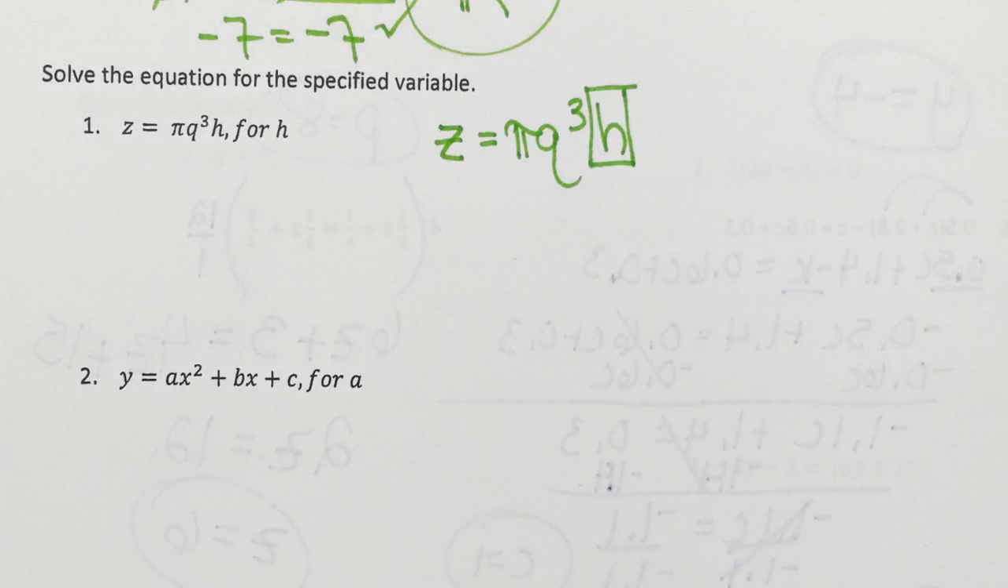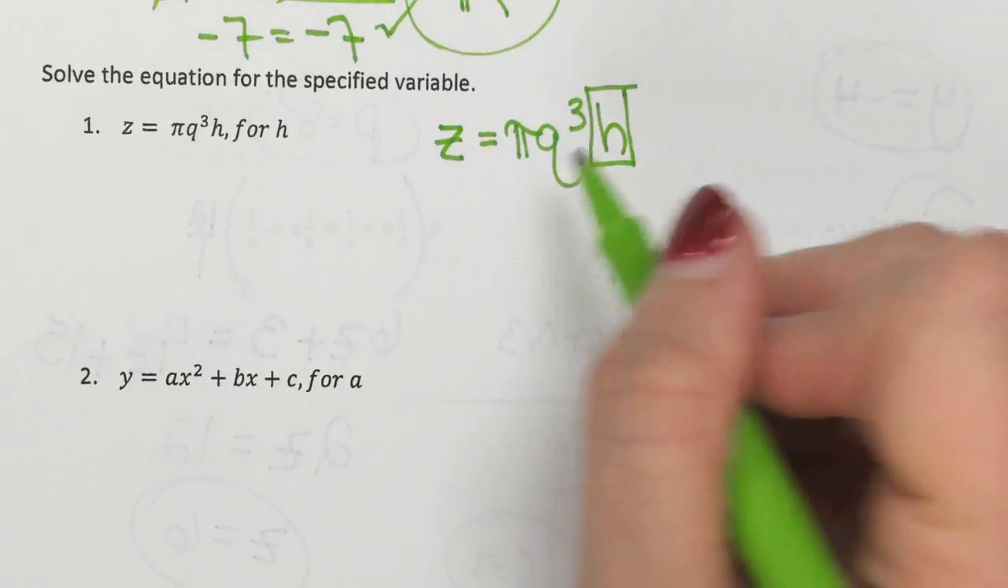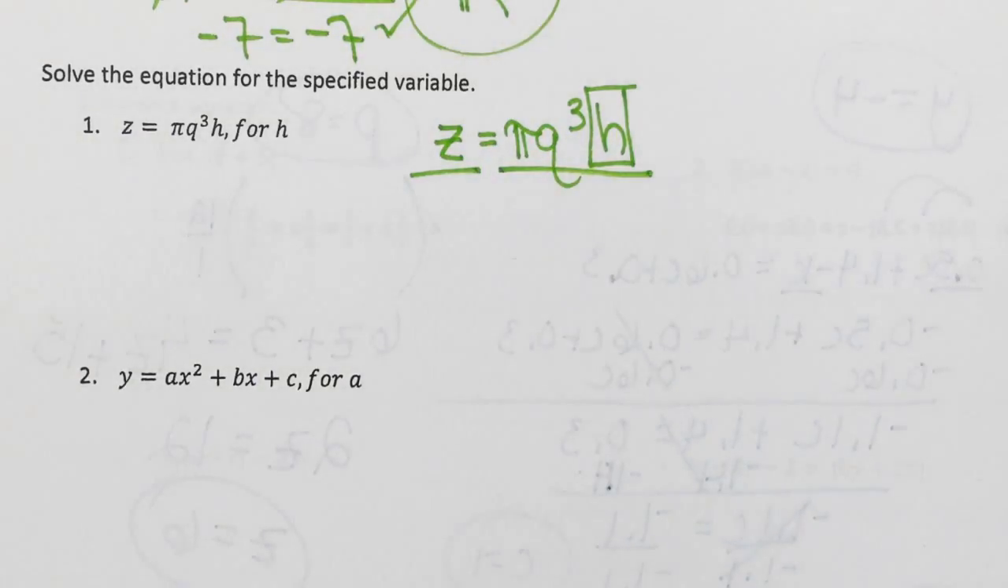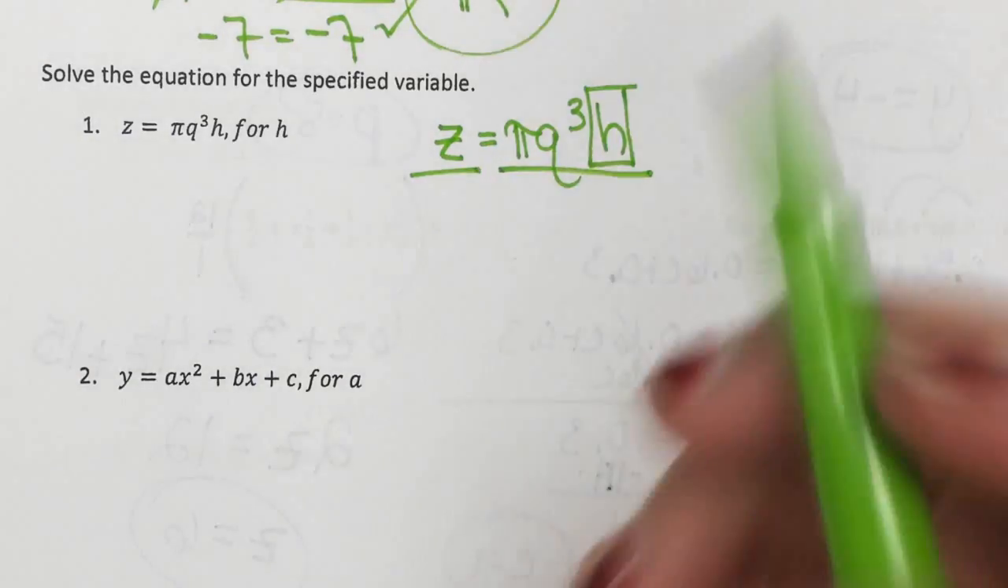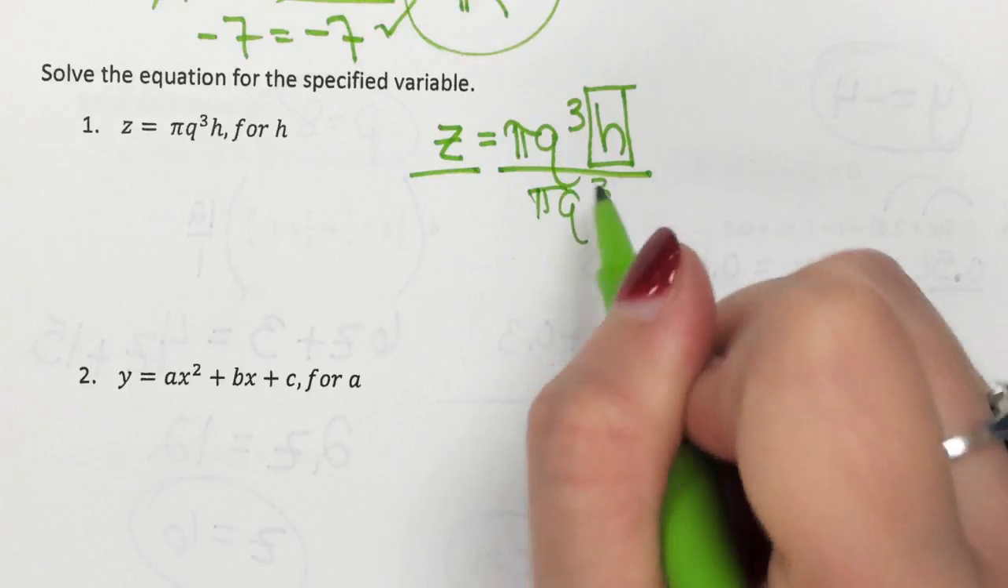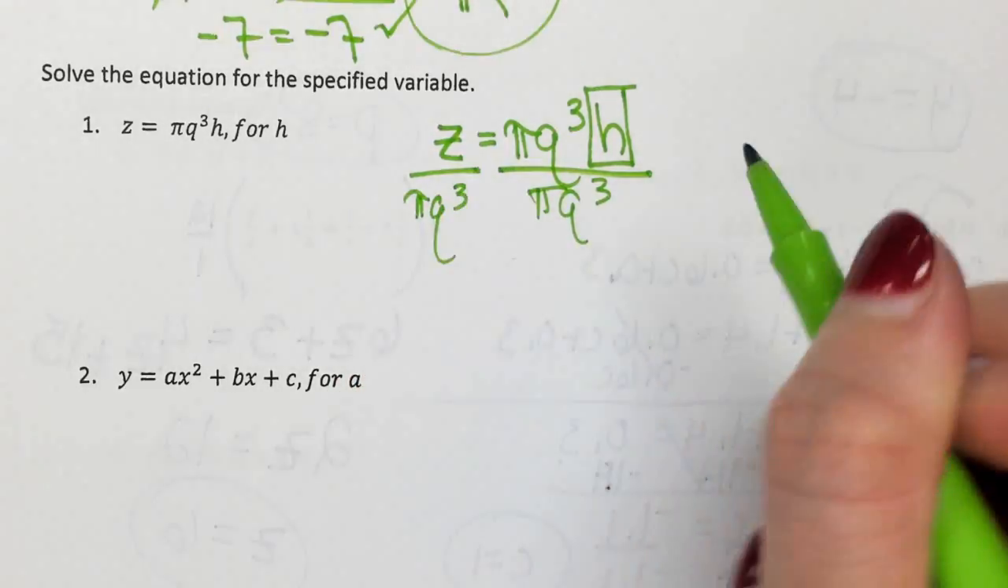Okay. There are 4 operations in math. What are the 4 operations in math? Perfect, right? What's the only one you see on number 1? Multiplication. So you have no choice. You have to do the opposite of multiplication, which is division. You have no choice, right? And what are we going to divide by so that H is by itself? There you go. Pi Q cubed.